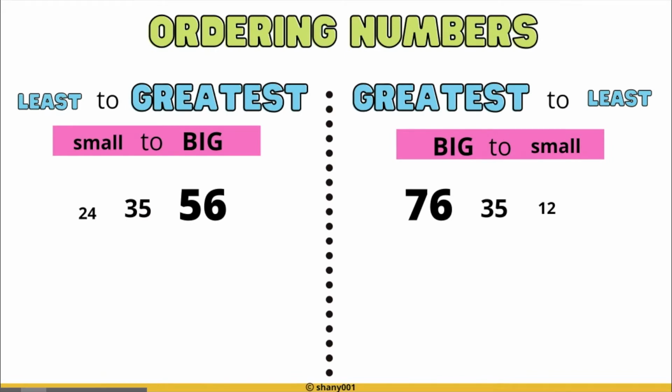Ordering numbers. You have least to greatest, which means small to big numbers. As you see here, the numbers are increasing. And then you have greatest to least, big to small. The numbers are decreasing. Let's go ahead and look at some examples.